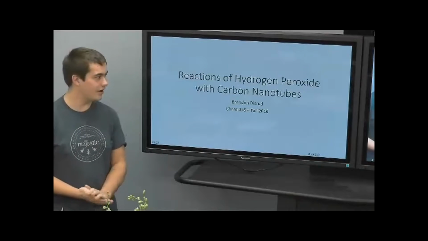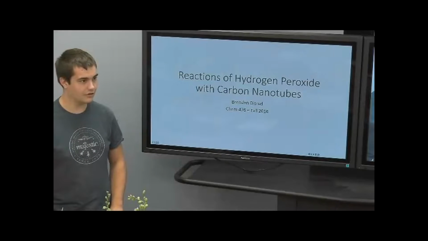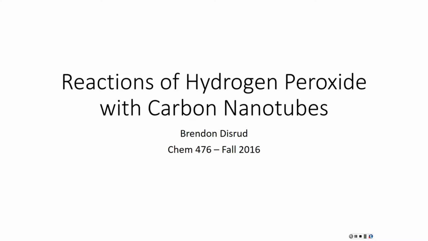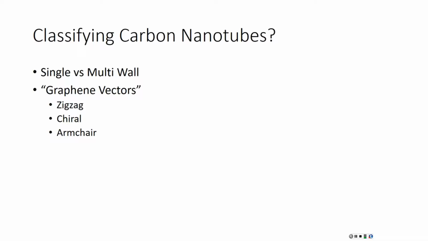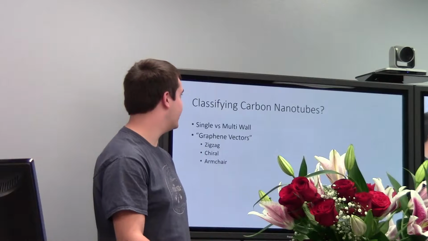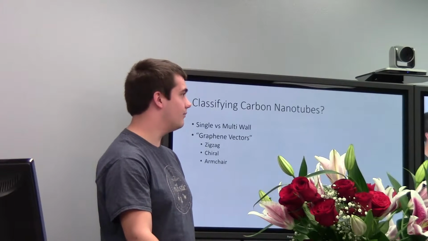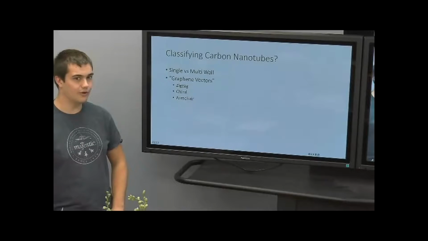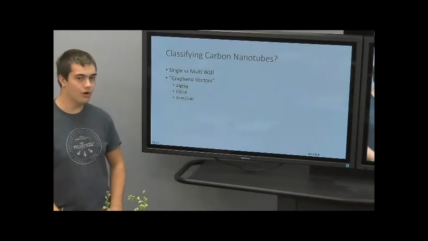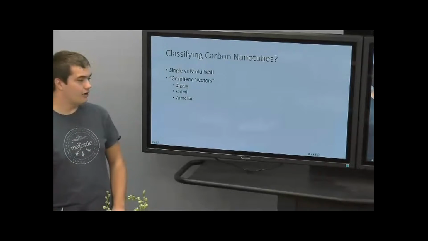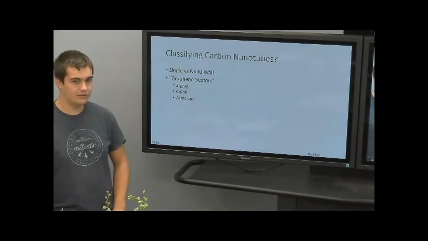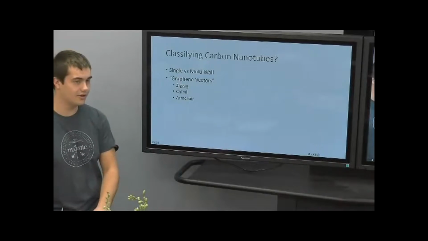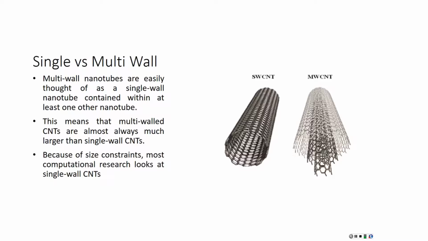All right, I'm Brendon. I was looking at the reaction between carbon nanotubes and hydrogen peroxide. A little bit first on all the different types of carbon nanotubes. They're split up into single-walled and multi-walled, but we're going to be using only single-walled, and only one specifically, because single-walled are much smaller. And then there's also a specific vector that is applied to the carbon nanotubes, which describes their shape.